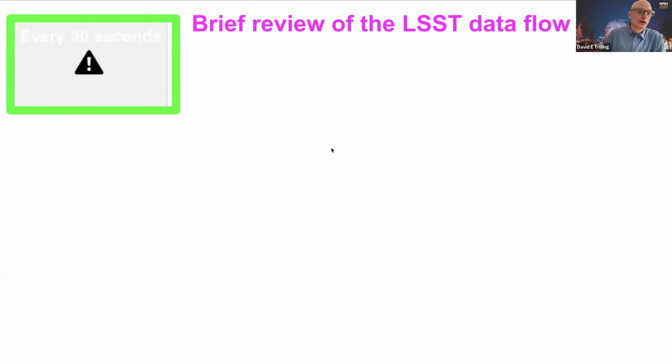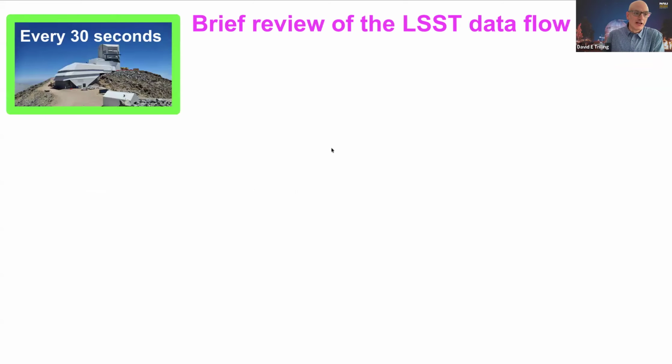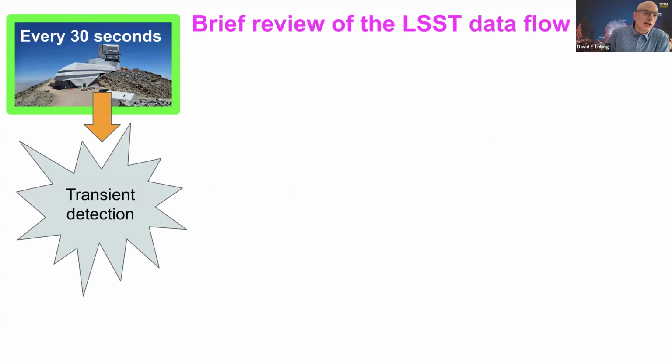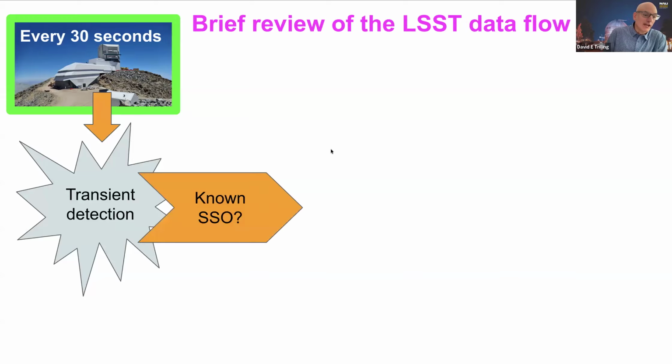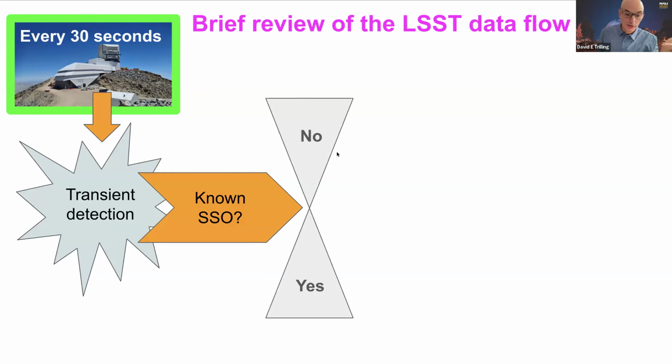Okay, on this call, probably almost everybody knows this story, but I just want to say it anyway. The brief review of the LSST data flow. So there's a telescope in Chile. It obtains an image of the sky every 30 seconds. There's a huge amount of software infrastructure that goes into this game of transient detection, but we're just going to say that it happens here. And the next thing that happens is the question is asked, is the transient that was just detected a known solar system object? That's binary, yes or no.